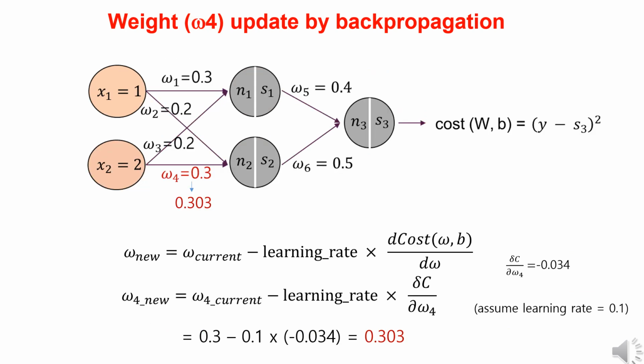Assuming a learning rate of 0.1, we multiply 0.1 by the partial derivative of the cost function with respect to omega 4, which we calculated on the previous slide using the chain rule as negative 0.034. Then we subtract this result from the current value of omega 4, which is 0.3. This calculation gives us a new value for omega 4 as 0.303. Thus, omega 4 is updated from 0.3 to 0.303.